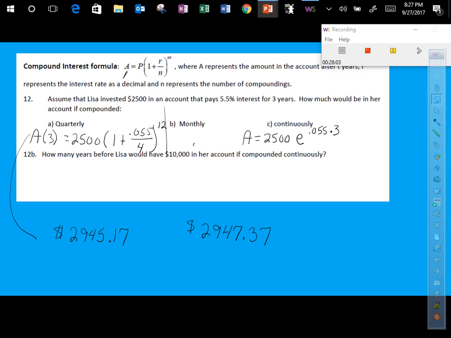If you run that through your calculator, make sure your calculator puts that in parentheses for you, and you should get right at $2,948.48. Compare that to that. Notice it's a little bit more.